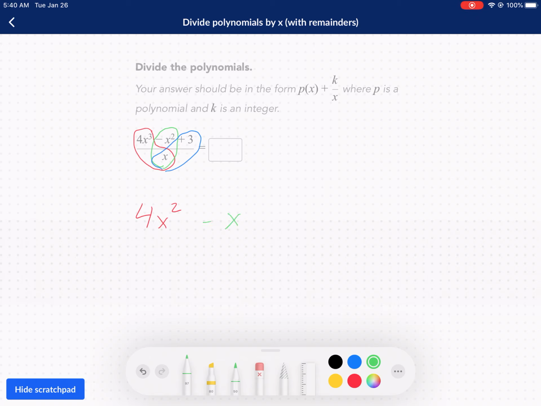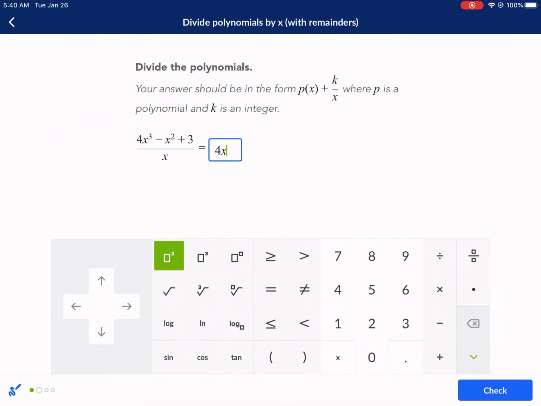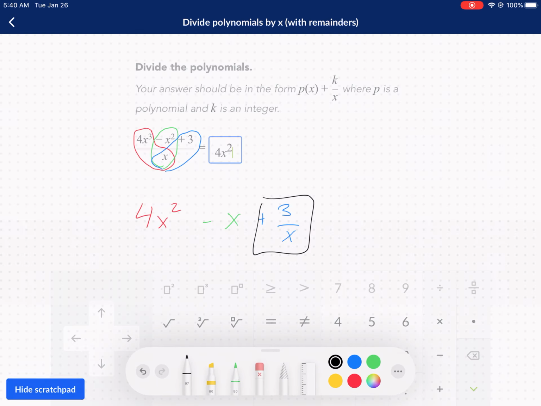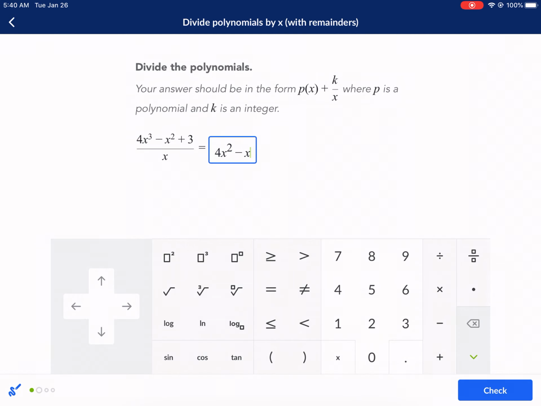This is the same thing as just x, or x over 1. And then finally in blue, we have plus 3 over x. There's nothing to cancel or reduce there. So that's going to be our most reduced form. This is our remainder. So we have 4x squared minus x, and then plus a fraction remainder, 3 over x as a remainder.